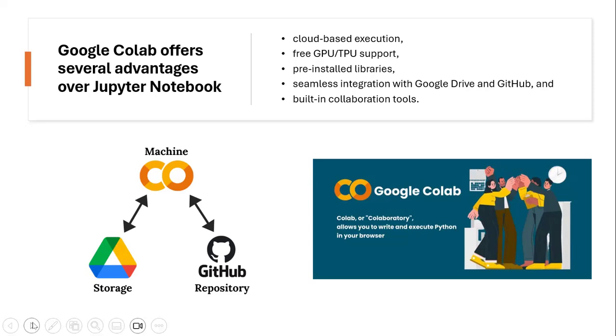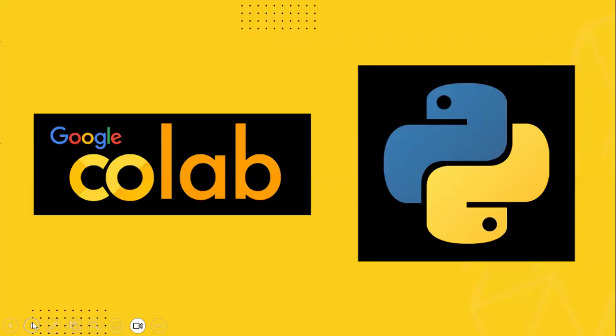The first part is it is cloud-based execution, ensuring that each one of us can access our data and our codes at any point of time. There is a free support for the processing of data, ensuring that our RAM is not overburdened. There are pre-installed libraries, seamless integration with Google Drive, GitHub, and there are many built-in collaboration tools. Okay, so this all makes Google Colab an amazing place to be in. And as I mentioned, I've started using it on a daily basis now. So let's get started.